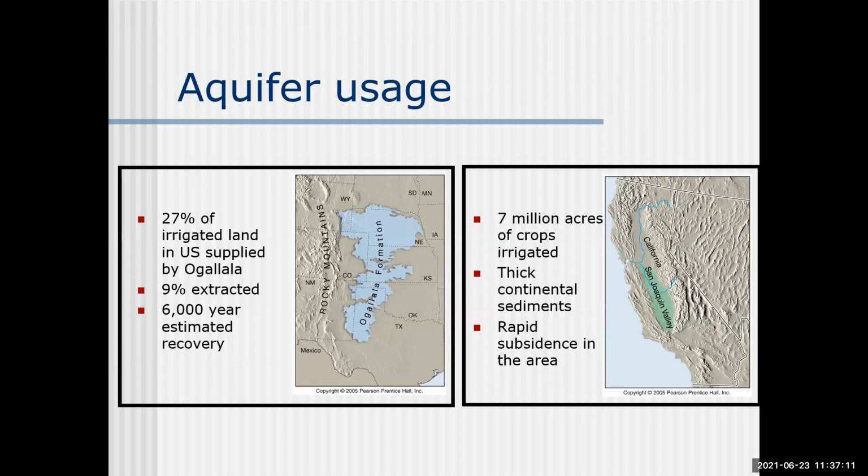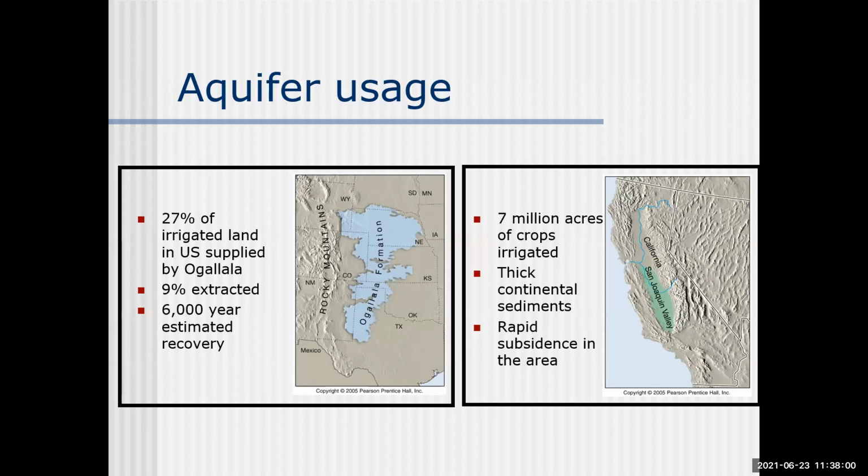Once again, aquifer usage is something that we really need to do, particularly here in California, where precipitation patterns can be so irregular, right? A couple big aquifers here. The Ogallala aquifer: 27% of irrigated land in the U.S. is supplied by this aquifer. We have extracted around 10% or so of the volume of water in that Ogallala aquifer. And the recharge time for this aquifer is around 6,000 years. So if we just stopped using the aquifer today, to get that 10% back is going to take about 6,000 years for that volume of water to be replaced.